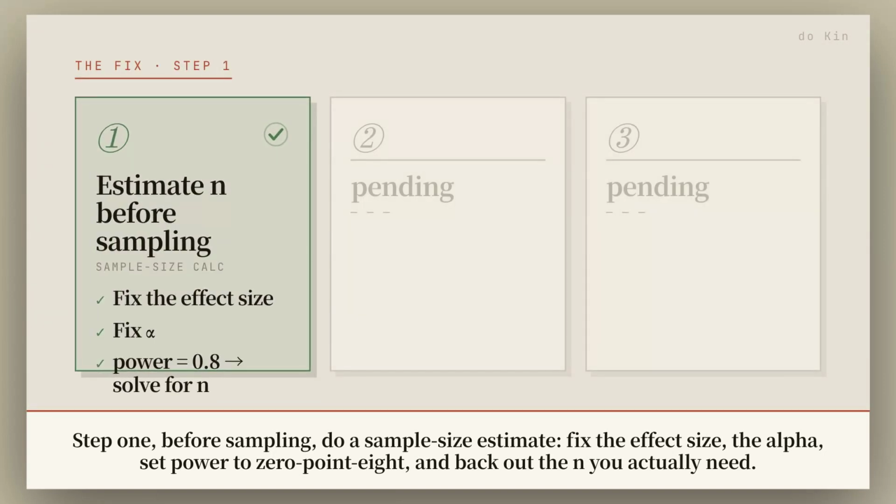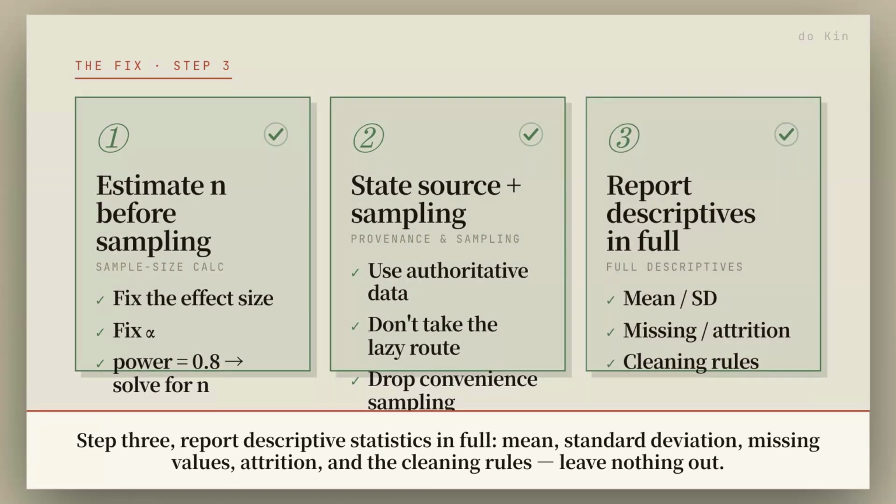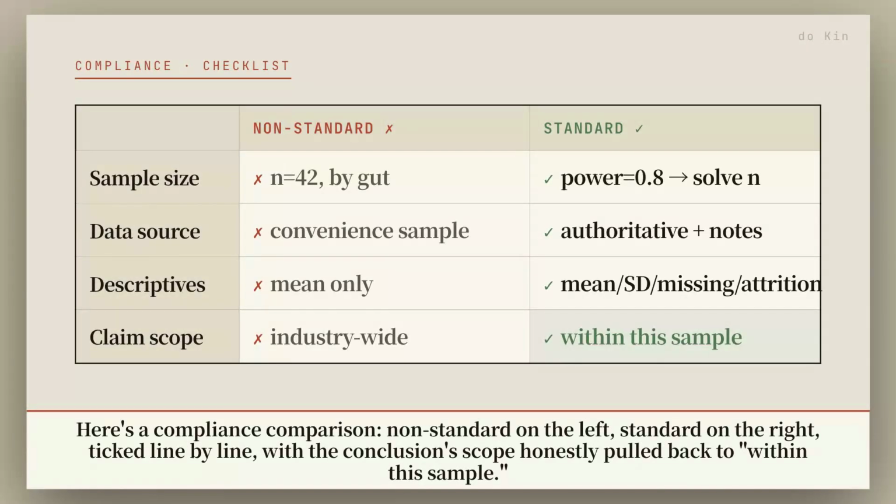Step 1. Before sampling, do a sample size estimate. Fix the effect size, the alpha, set power to 0.8, and back out the n you actually need. Step 2. State the source and the sampling method clearly. If an authoritative database is available, don't take the lazy convenience route. Step 3. Report descriptive statistics in full. Mean, standard deviation, missing values, attrition, and the cleaning rules. Leave nothing out. Here's a compliance comparison.